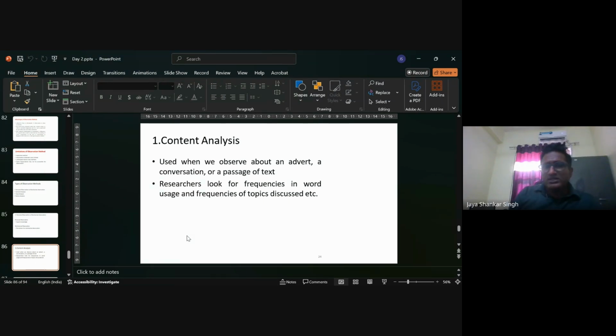So content analysis, I already gave you an example. It is used when we observe an advert, a conversation, or a passage of text. Nowadays, it's very easy to do these types of content analysis.